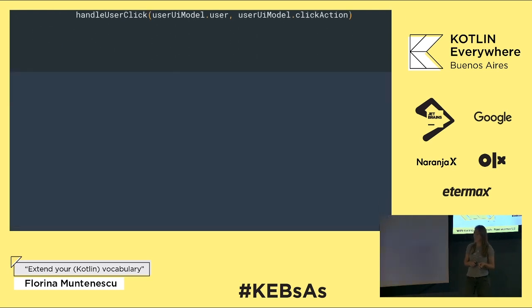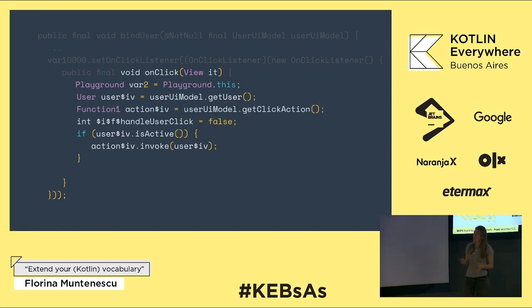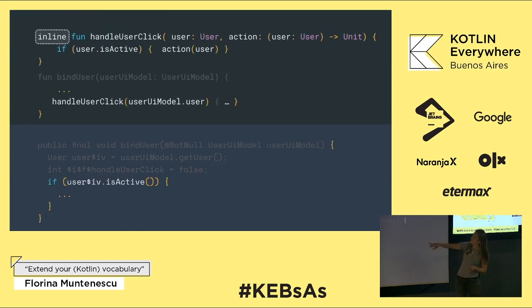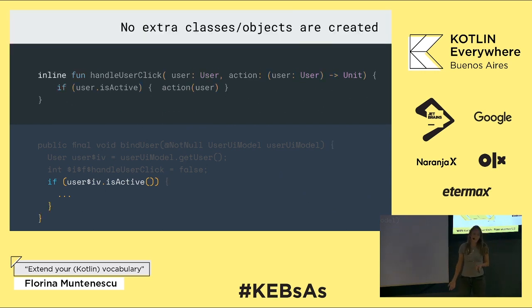our decompiled code changes. Here we can see that instead of having that function call that we had before, where we're creating a new function object, this time the contents of our handle user click method are just copied inside our own click listener implementation. Here we can see that only the isActive part is called the same as it will be for handle user click. So this means that by using inline functions, we're avoiding these extra classes or objects being created.